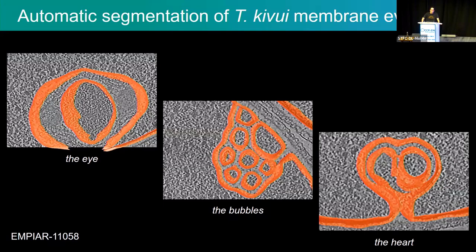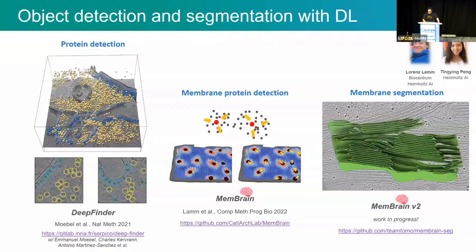And we have a new membrane segmentation tool in the lab that can very accurately segment plasma membranes. And here are just some interesting examples from this data set where I have used this tool to do automatic segmentation. This is work from our student Lawrence Lam, who is shared between our group and the group of Qingying Peng at Helmholtz AI in Munich.